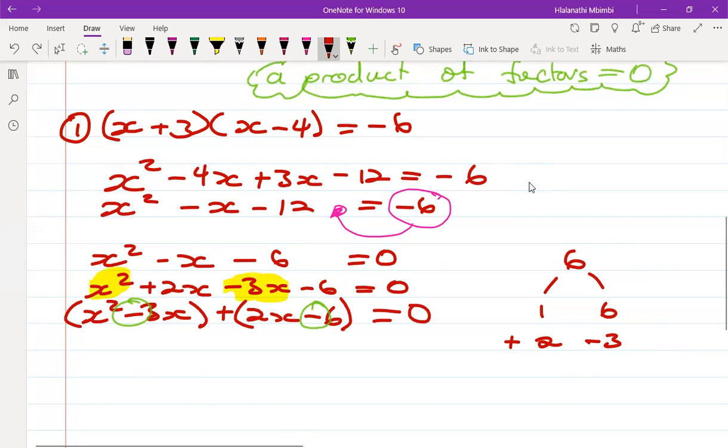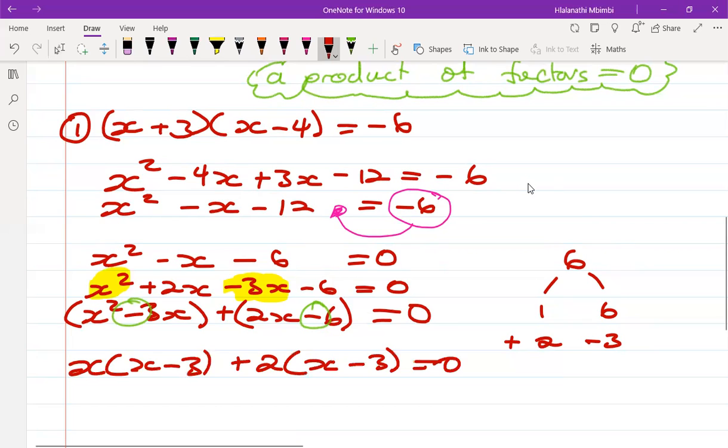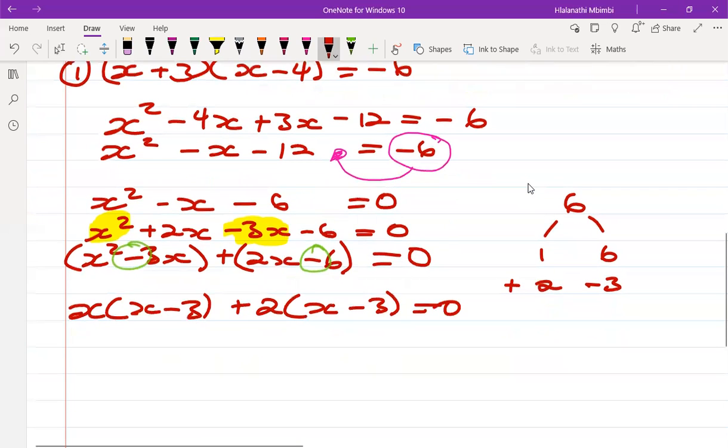I can take a common factor in each one of them. It's going to be x. I'll be left with x minus 3 plus 2. Take out 2. I'll be left with x minus 3 is equal to 0. Now, I will then take out a common factor here of x minus 3. And then this would be x plus 2. Then I'm done. That's equal to 0.